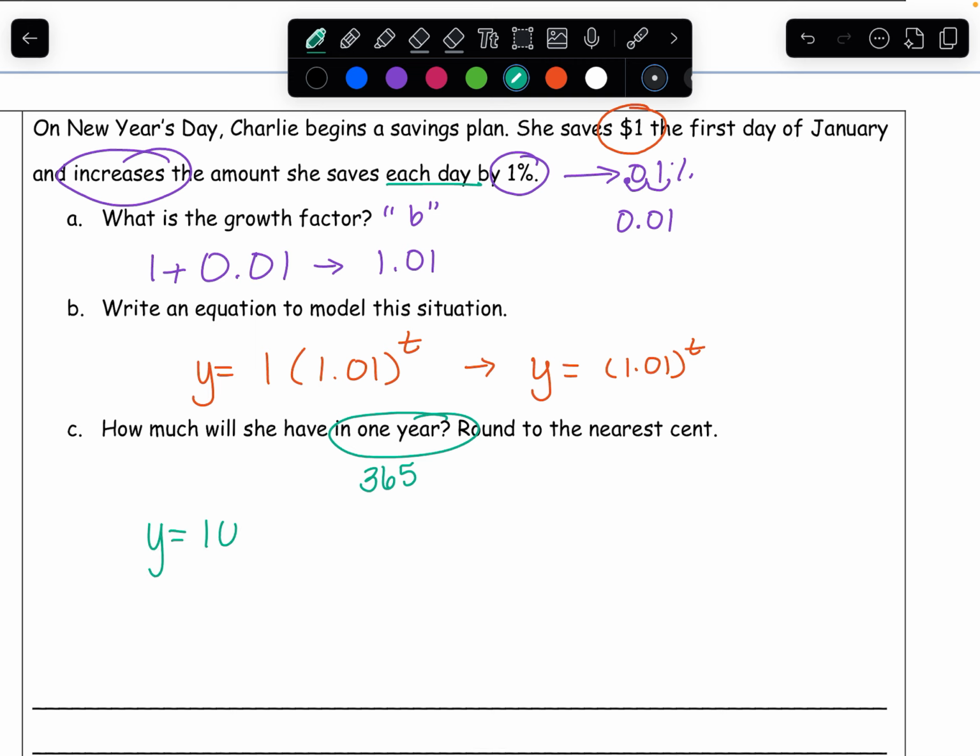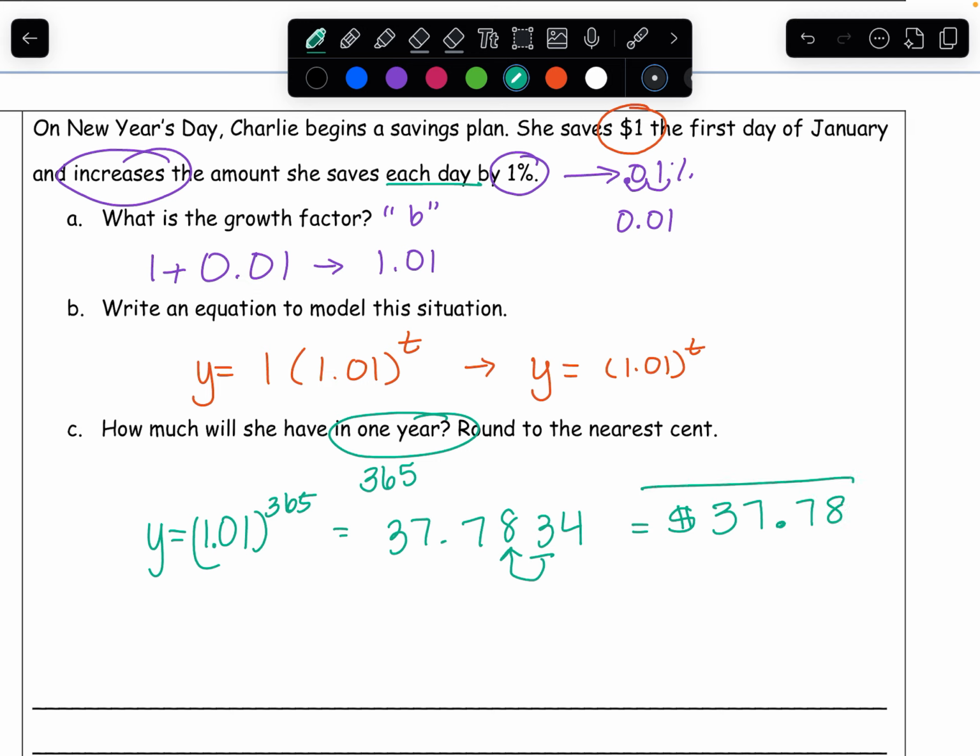And so when we plug this in, 1.01 to the 365 power, we get 37.7834. And so again, we're going to look at that third decimal place. We keep it the same. So we end up with $37.78.